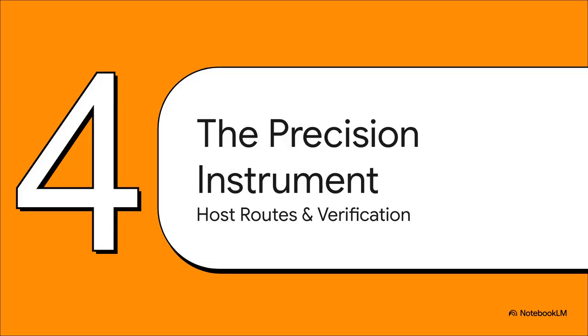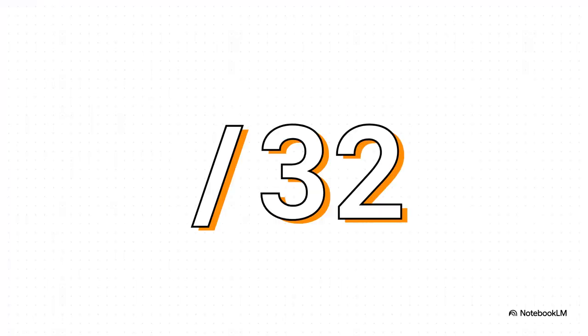Okay, for our last section, we're pulling out the most precise instrument we have, kind of like a network scalpel. It's called a host route. And after that, we'll cover what is maybe the most important step of all, verifying your work to make sure you actually did what you thought you did. So, a host route is exactly what it sounds like. It's a route to a single host, a single IP address, not a whole network. It's the most specific you can possibly get.